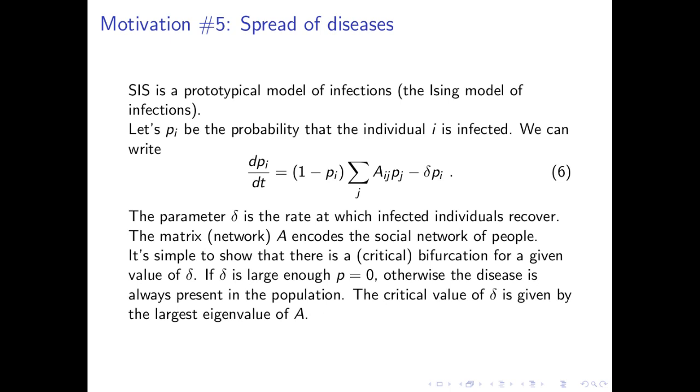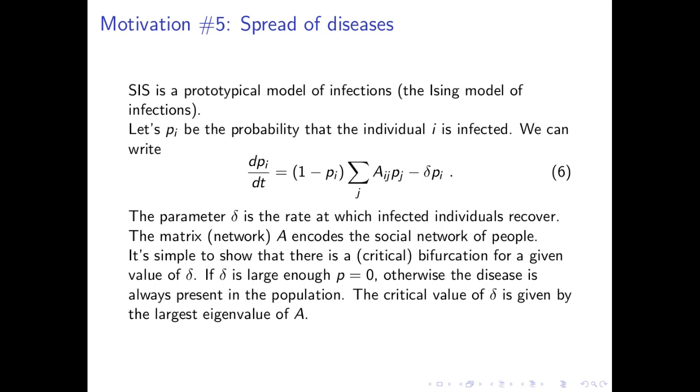The fifth motivation is the spread of disease. You can imagine that there is a sort of standard model of disease, something like the Ising model of infections. It's called SIS. And you can imagine that there are individuals that are in two different states, susceptible and infected, and they can transition between these two states. And then the probability that an individual is going to be infected at the next time is the probability that he's not currently infected and is in contact with somebody else. And then there is a rate of recovery. This is expressed by a delta.